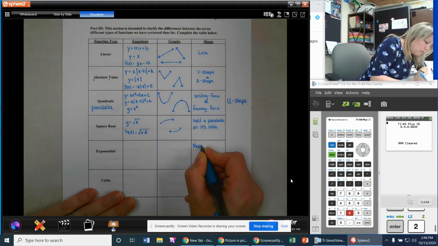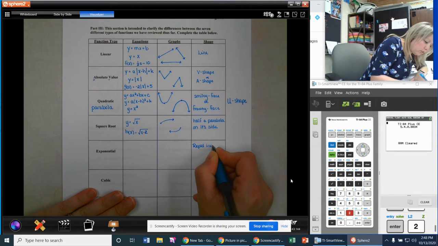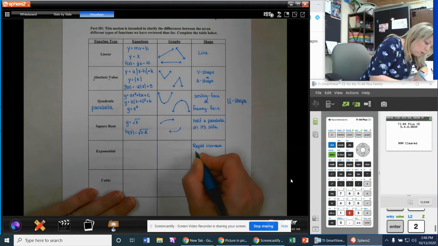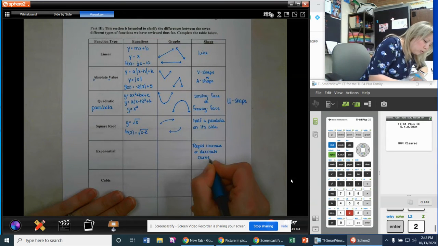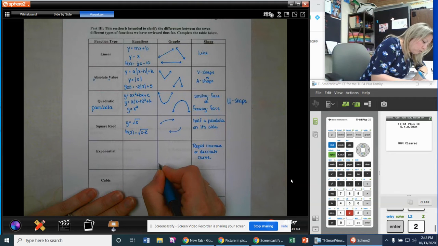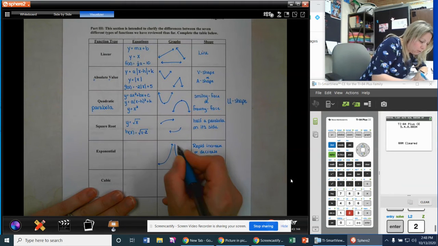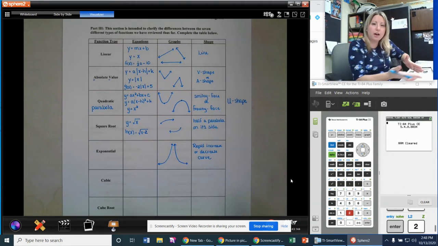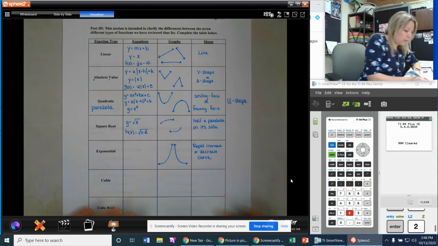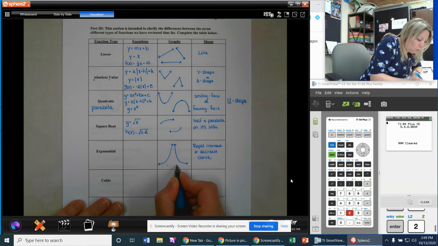An exponential function, this is a rapid increase or decrease curve. So these are curves and they're an extremely quick up, or they're coming from up and they're an extremely quick and then even out down like this. And then they kind of like level out. And this leveling out is what we call an asymptote.